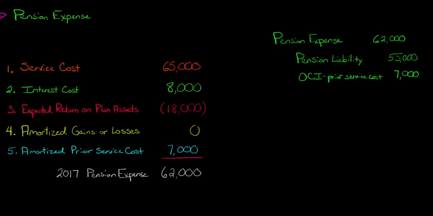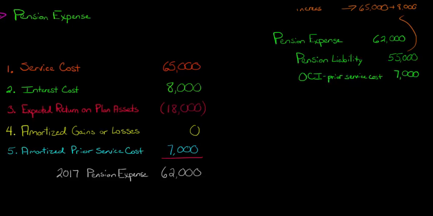Now the question is, what do we credit it for? And you might be thinking, well, heck, we'll just credit liability for $62,000 as well. But it's not that simple. First off, I just want to talk about how we would even get this liability number. With the liability number, this $55,000, basically what we're doing is the $65,000 2017 service cost, plus the $8,000 of interest cost, because both of these increase the PBO.